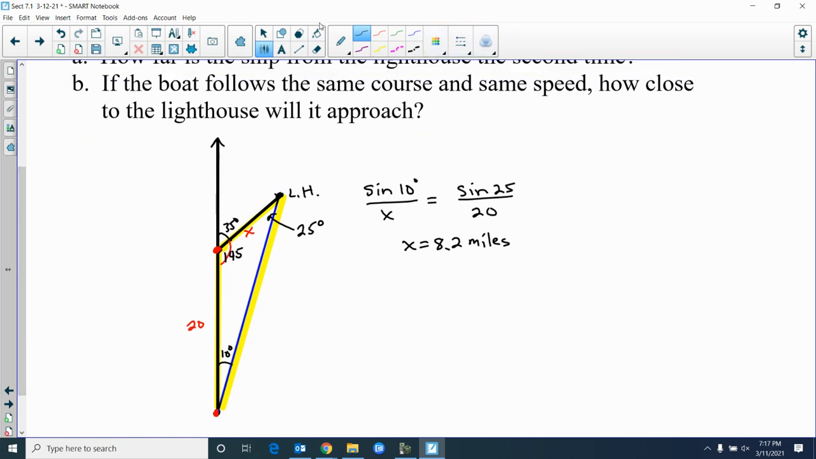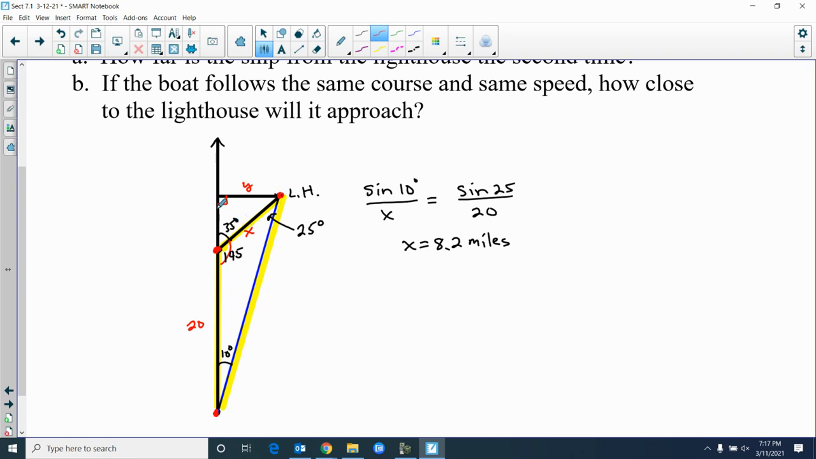Now, if the boat follows the same course and the same speed, how close to the lighthouse will it approach? I don't think the speed actually matters in this case. How close will it approach? The closest it will approach is when that is a right angle. Let me move that down there. When that is, and I'll call it y, and if that's a right angle, that is the smallest distance between that line and this lighthouse.